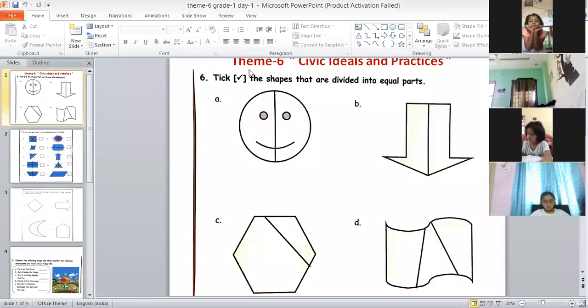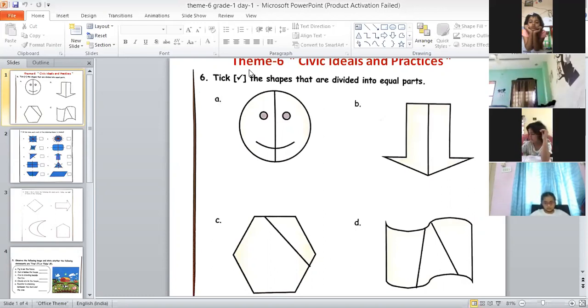Fine. I can see that this paper is divided into two equal parts, but let's say now I have folded this paper like this.